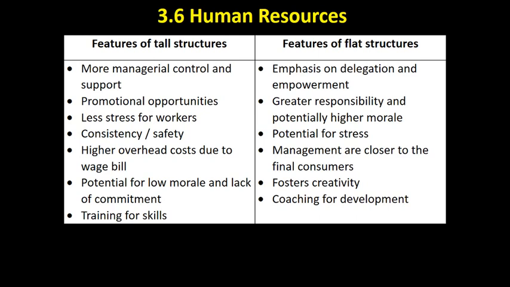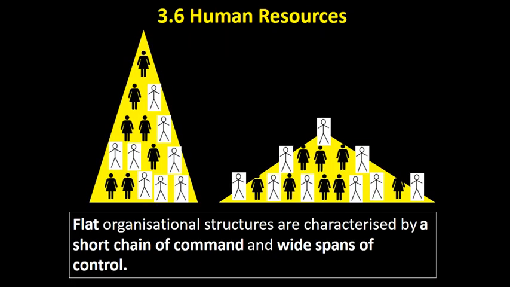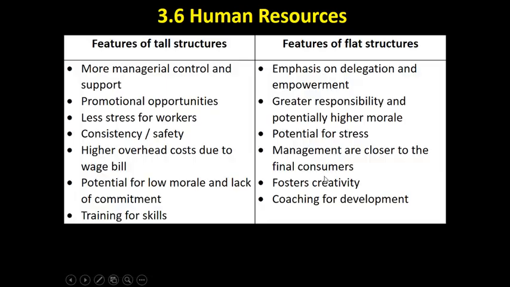However, the management are much closer to the final consumers. So, if you imagine these are businesses and the final consumers are at the bottom here, the directors at the top of the organisation are much closer on a flat hierarchy to the customers than at the bottom. That might mean that better decisions are made by managers because there's fewer layers of communication, so it's less like Chinese whispers. They hear what the customers really want.